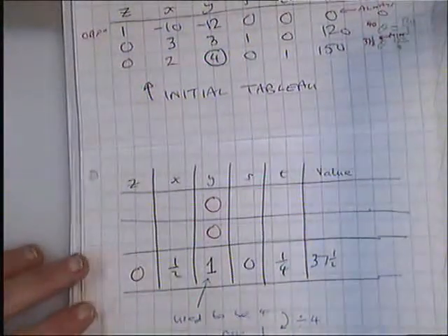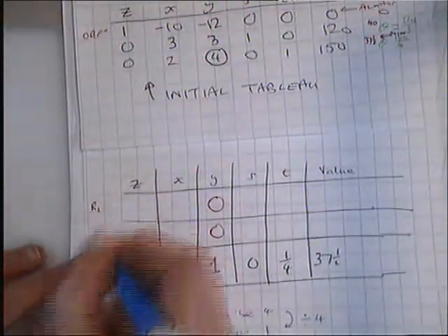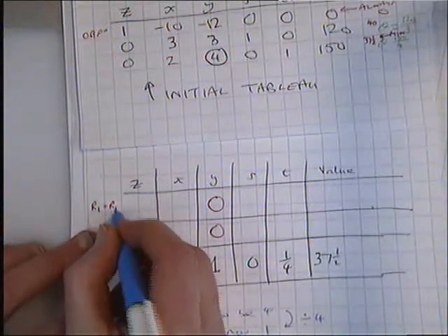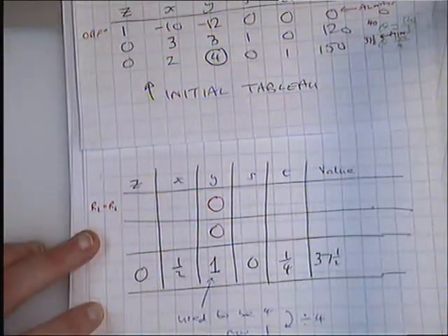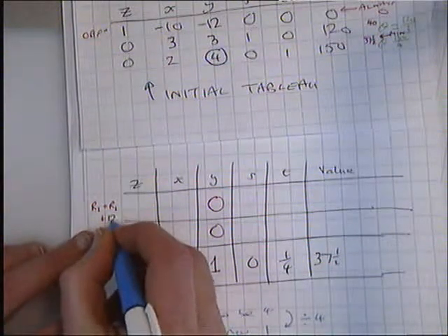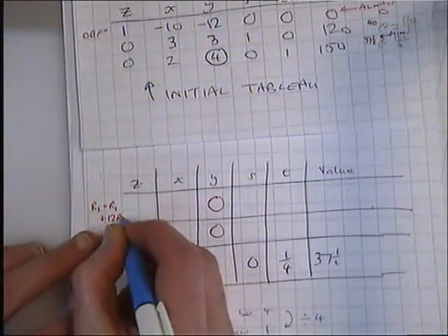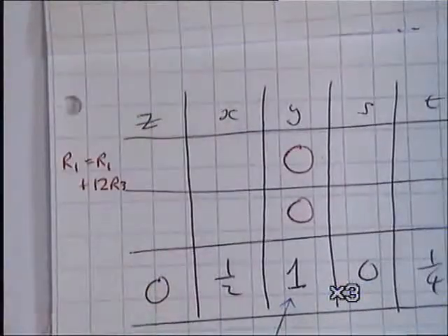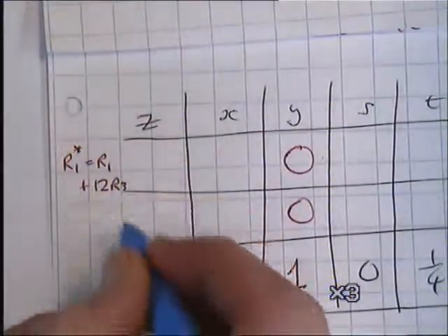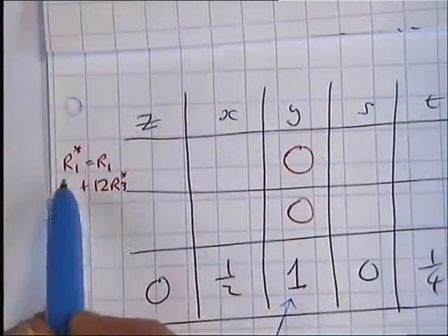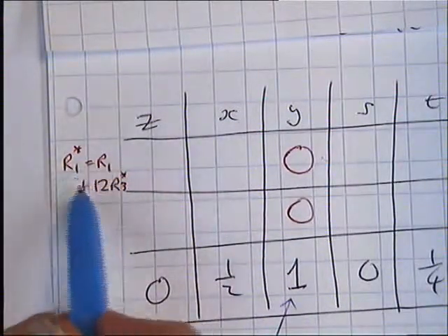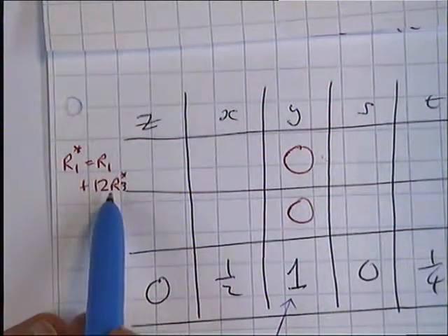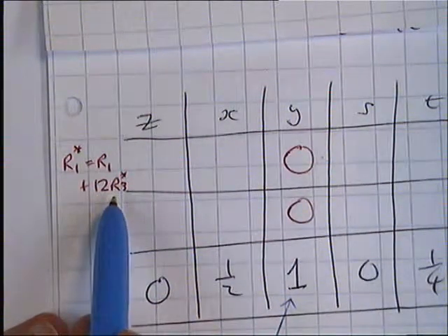So what we do is this. Row 1 in this table is going to be the old row 1 plus 12 of our new row 3s. And what I'm going to do is I'm going to star the new ones. So my new row 1 is my old row 1 plus 12 of my new row 3s.